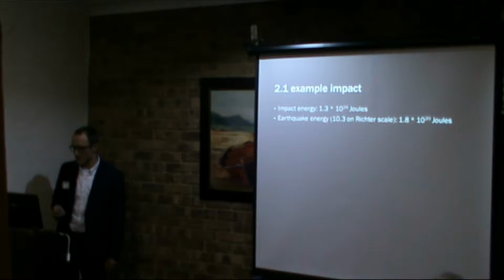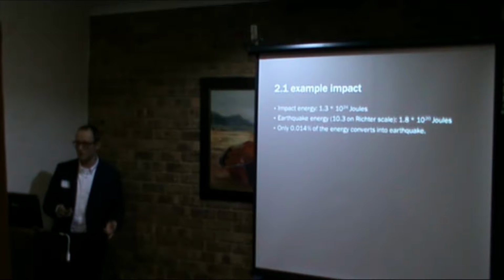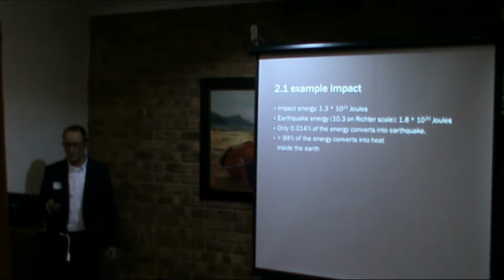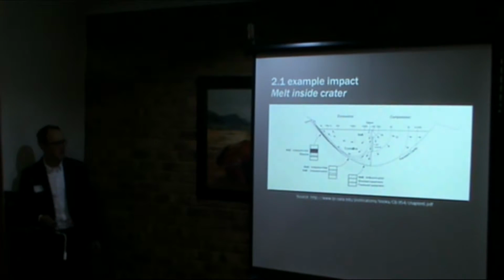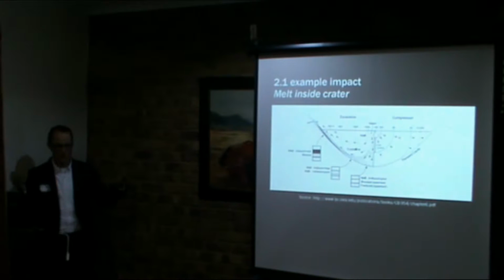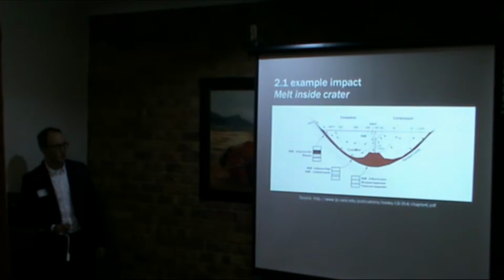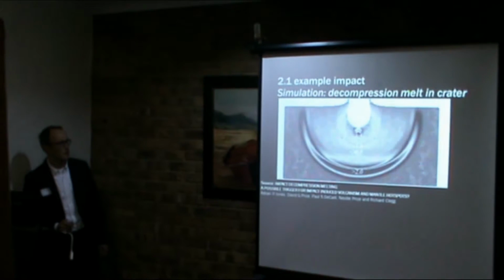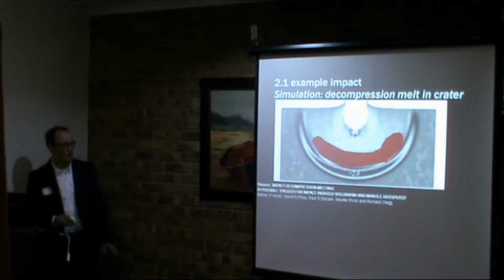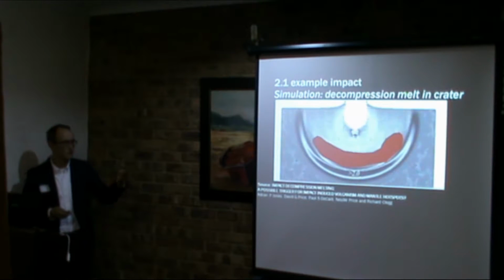So this impact energy and the earthquake energy: only 0.014% of the energy eventually ends up as earthquake. The rest is heat. And that heat ends up inside the Earth somewhere. So we're going to look at what happens. When an impact happens, it basically explodes. Because of the energy, you cannot go anywhere, so it explodes. And this is where melts would form during that impact. This is a simulation that showed that deeper down there could probably also be melt. I'm not entirely sure where, but even deeper there's also melt happening because of decompression.